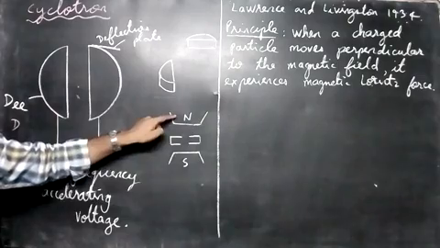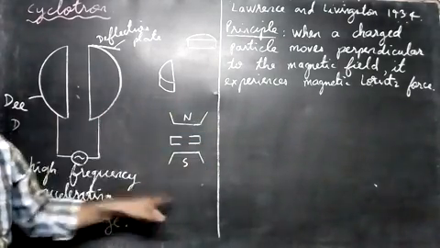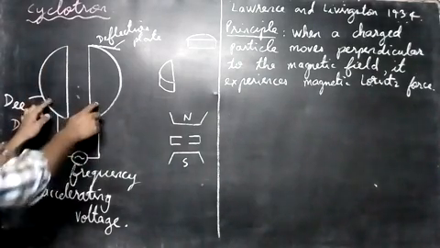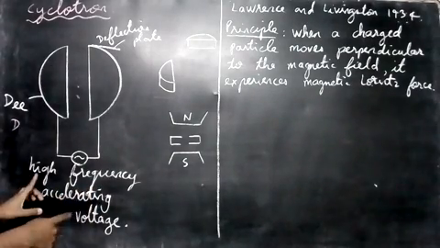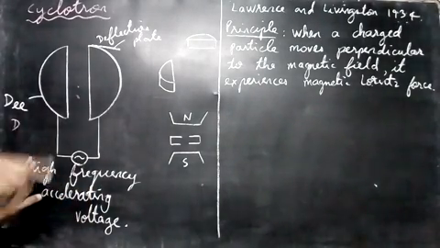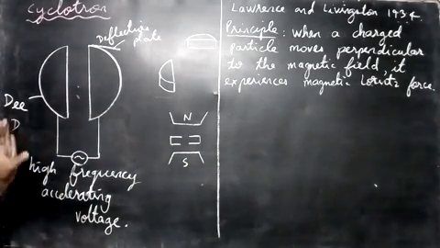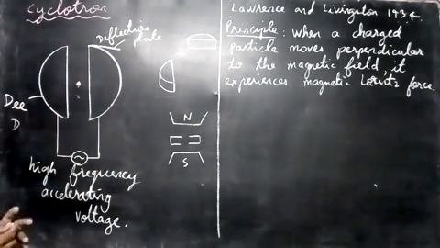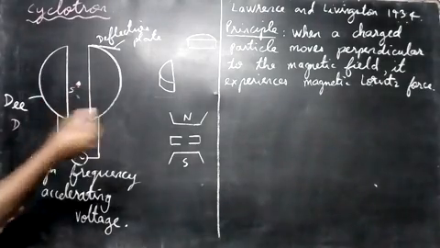This becomes the north pole, and this becomes the south pole. The whole thing is kept in a vacuum chamber. Now we have drawn only the D's. These two D's are connected to a high frequency accelerating voltage, that means an oscillator, like the AC plug point, but with a much higher frequency. Now we're going to keep a proton here at this point. This is a source of protons or alpha particles.